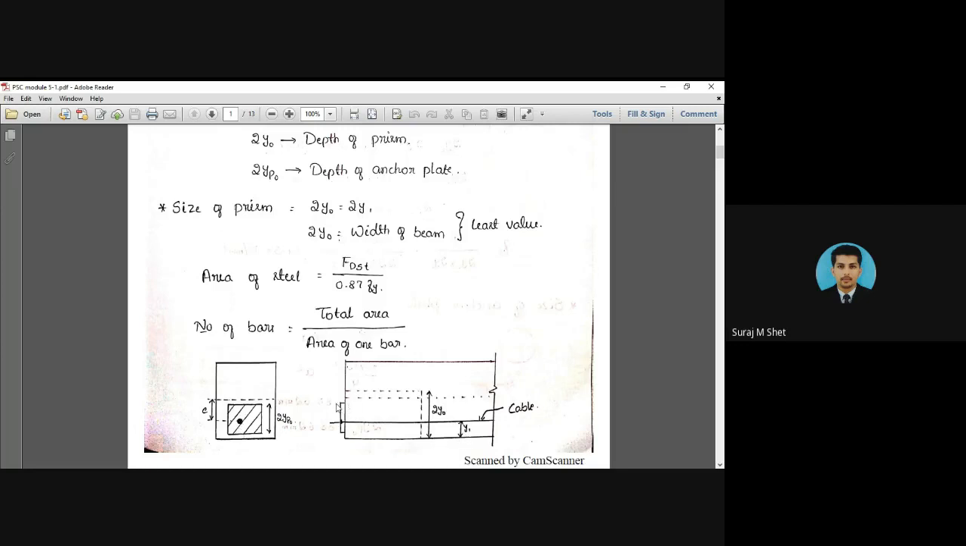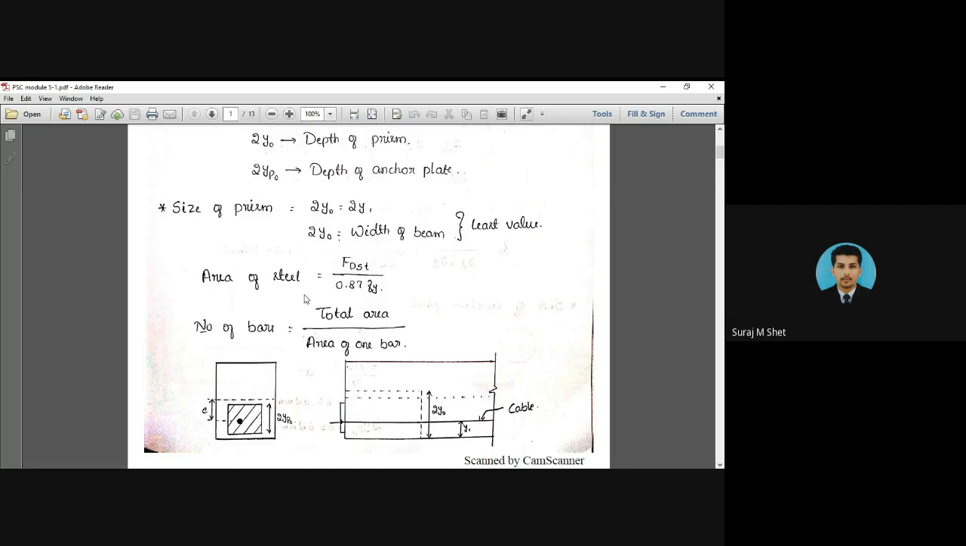If it is a plate here, see, the plate is here, and below the plate part is called y1. 2 times y1 is nothing but the size of the prism. You have to compare this dimension with the width of the beam. This is the width of the beam. Whichever value is least, you have to consider for the size of the prism. Okay, this is one criteria, size of the prism.